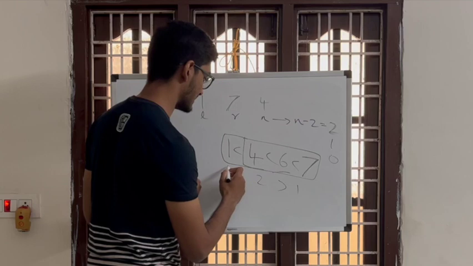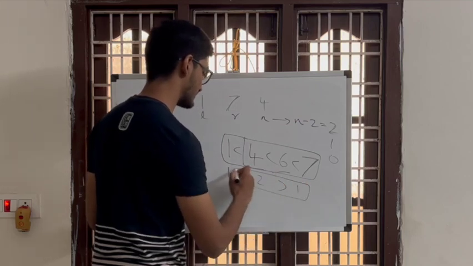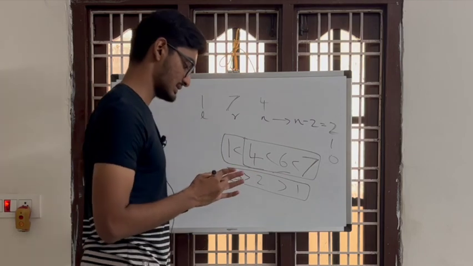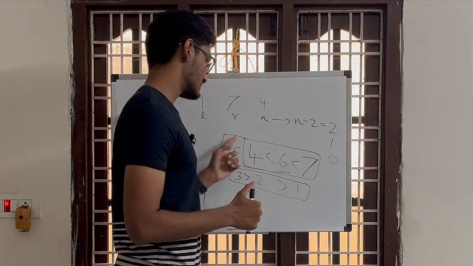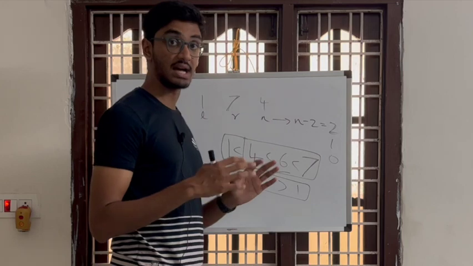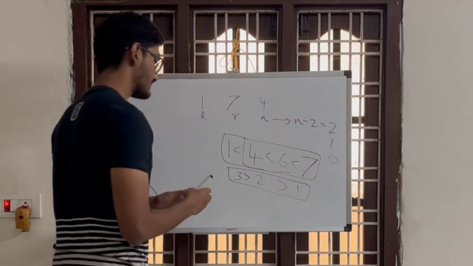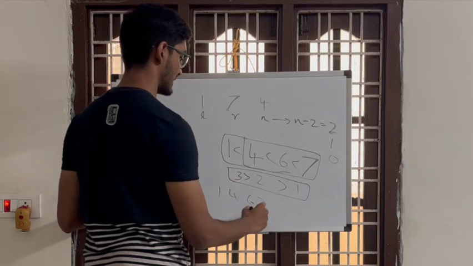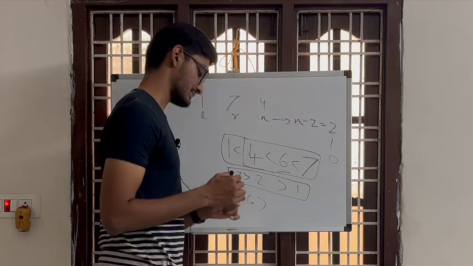Now let's check B. Is the B condition satisfied or not? 4 minus 1 is 3. 3 is greater than 2. So yes, both this A condition and B condition are satisfied now. Which is why you can return the array itself, which is we'll return 1, 4, 6, 7 as the answer for 1, 7 and 4.